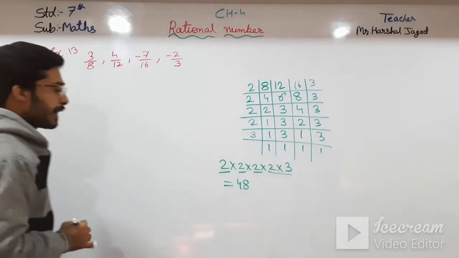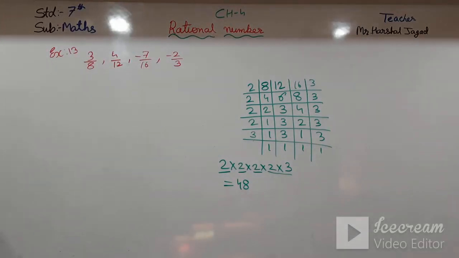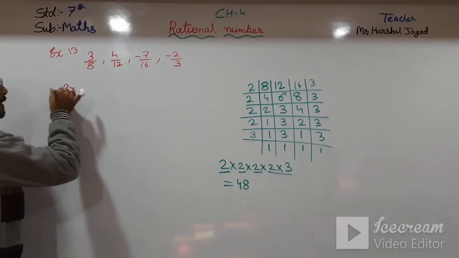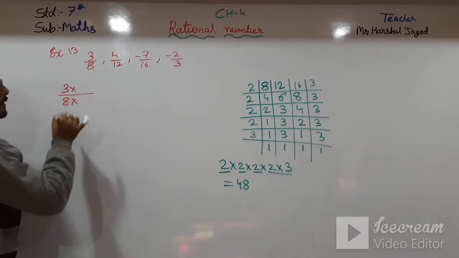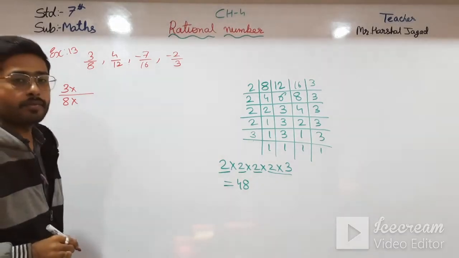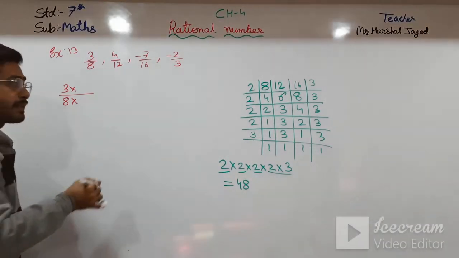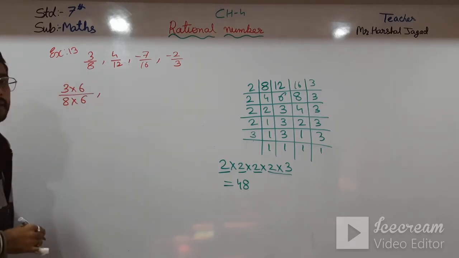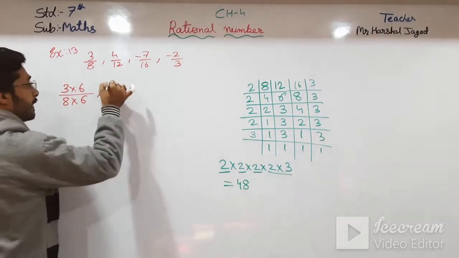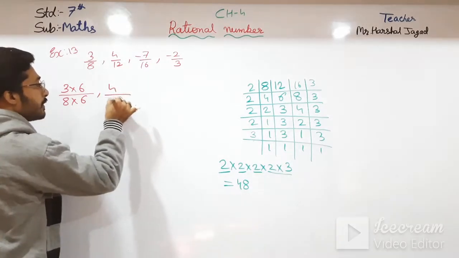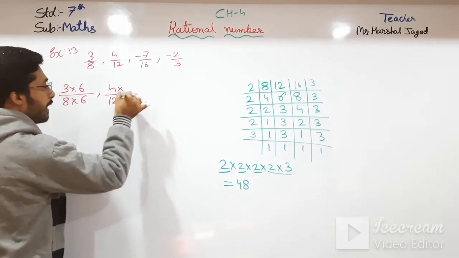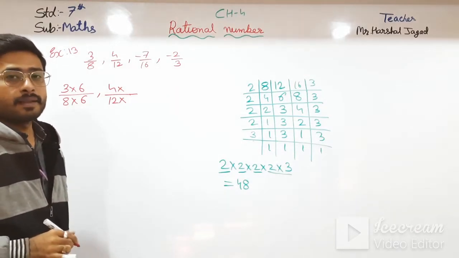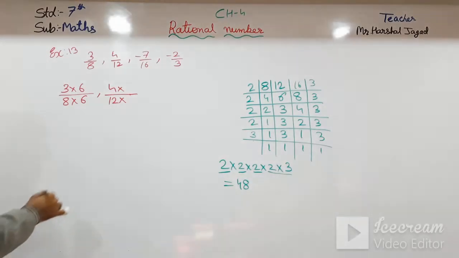48 is our LCM. So now putting that, 3 by 8. So 8 into how much? That is 48. 8 sixes are 48. So multiplying both sides with 6. And now 4 by 12. So 12 how many times is 48? 12 ones are 12, 12 twos are 24, 12 threes are 36, 12 fours are 48.